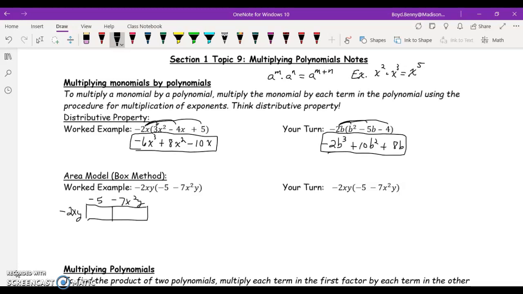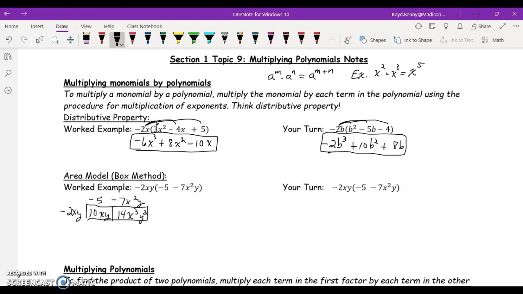Now in this method, what we want to do is multiply length times width of each rectangle, and then we will add them together if we need to. So negative 2 times negative 5 would give me a positive 10, and then xy. Negative 2 times negative 7 would give me a positive 14. X times x squared would give me x to the third power. And then y times y would give me y to the second power.